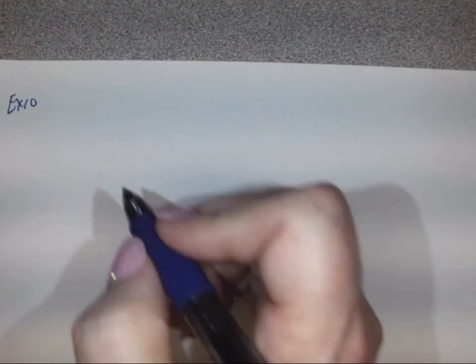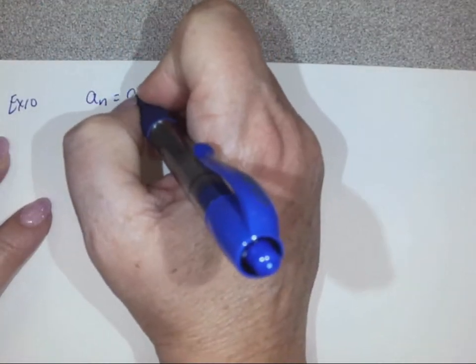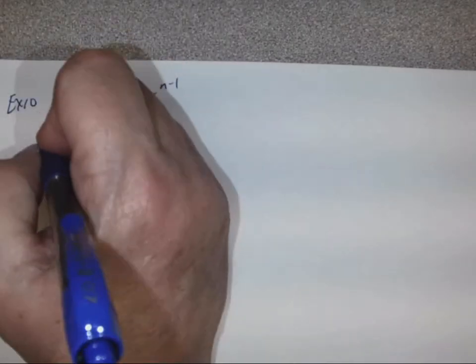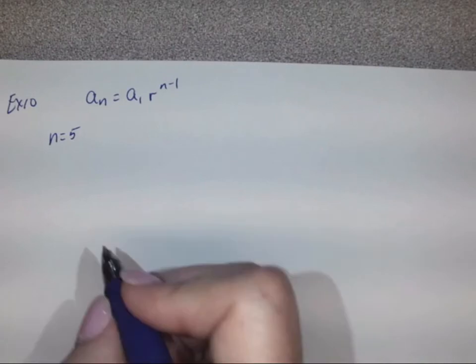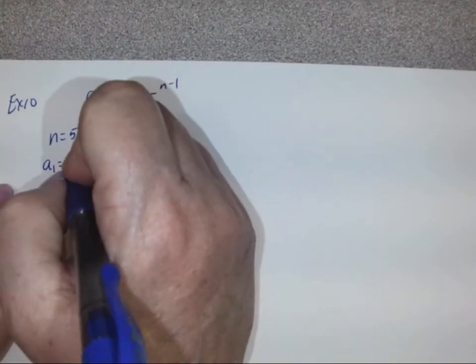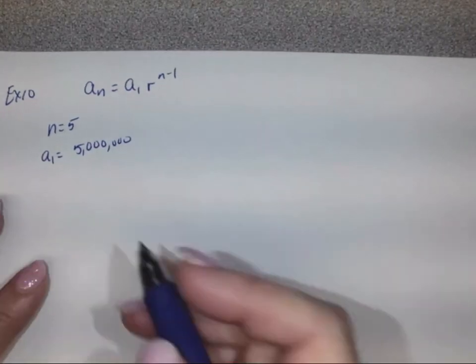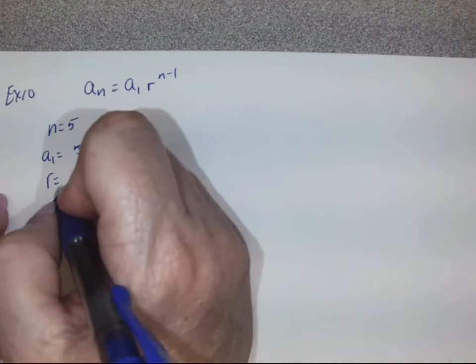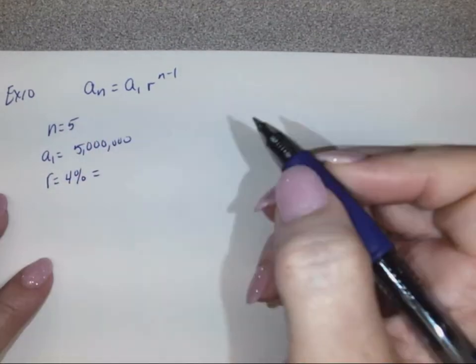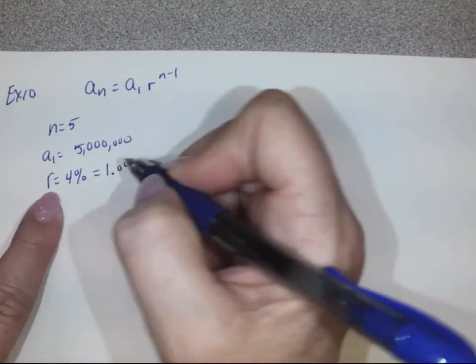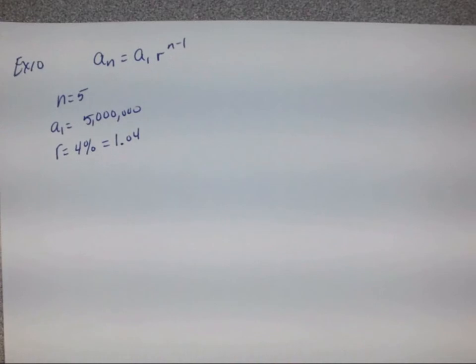So we are looking at our formula of a sub n equals a sub 1 times r to the n minus 1. And we're told that it's going to be in the 5th year, so n is equal to 5. Our a sub 1 is equal to $5 million. I'd love to make $5 million. And our rate is given to us at 4%, which, when you change it to a decimal, will be 0.04, but don't forget the 1, or it will only do the salary. It won't do the rest.